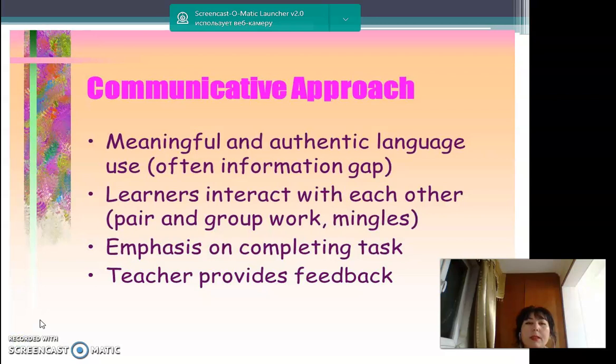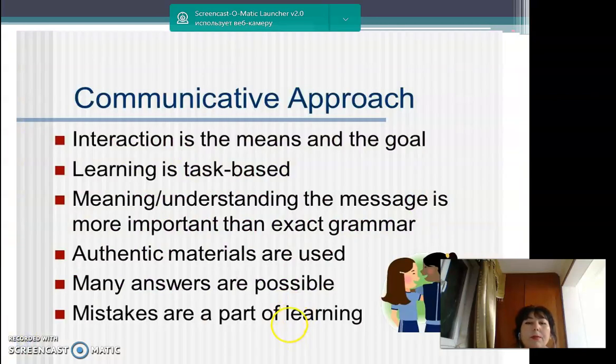Let's consider the second approach, communicative, which is meaningful and authentic language use, often information gap. Learners interact with each other, pair and group work, mingles, emphasis on completing tasks. Teacher provides feedback. Also, there are some features of the communicative approach.